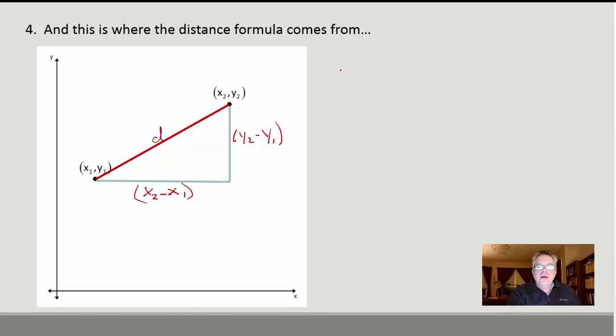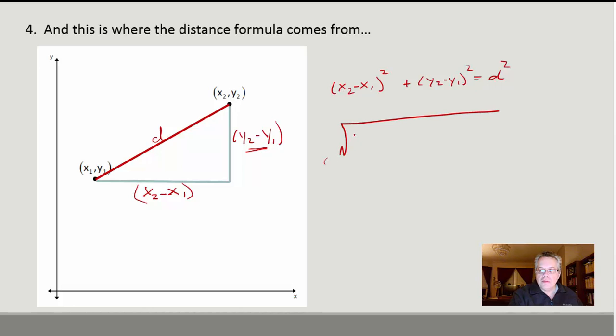Okay, so here we go. These are the two legs. So a squared, which would be x2 minus x1 squared. That's this side squared, plus this side squared, has to equal the hypotenuse squared, which is d squared. Wow. Okay. Now, all you gotta do is take a square root, and I have solved for d. So if I take the square root of all of this, we have the square root of x2 minus x1 squared plus y2 minus y1 squared equals d.